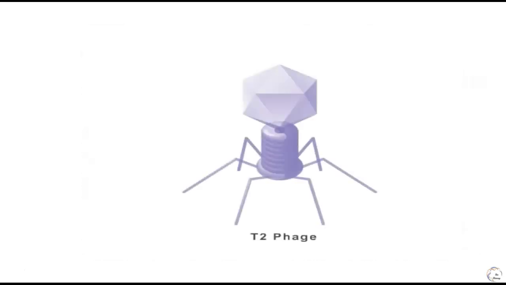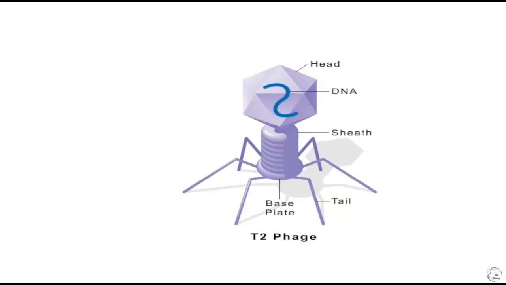In 1953, Alfred Hershey and Martha Chase confirmed DNA's preeminent role in genetics by demonstrating that DNA is the genetic material of a virus called phage T2. The phage, which infects E. coli, consists of a head, sheath, tail, and base plate made of different proteins. DNA is packaged within the head of the virus.